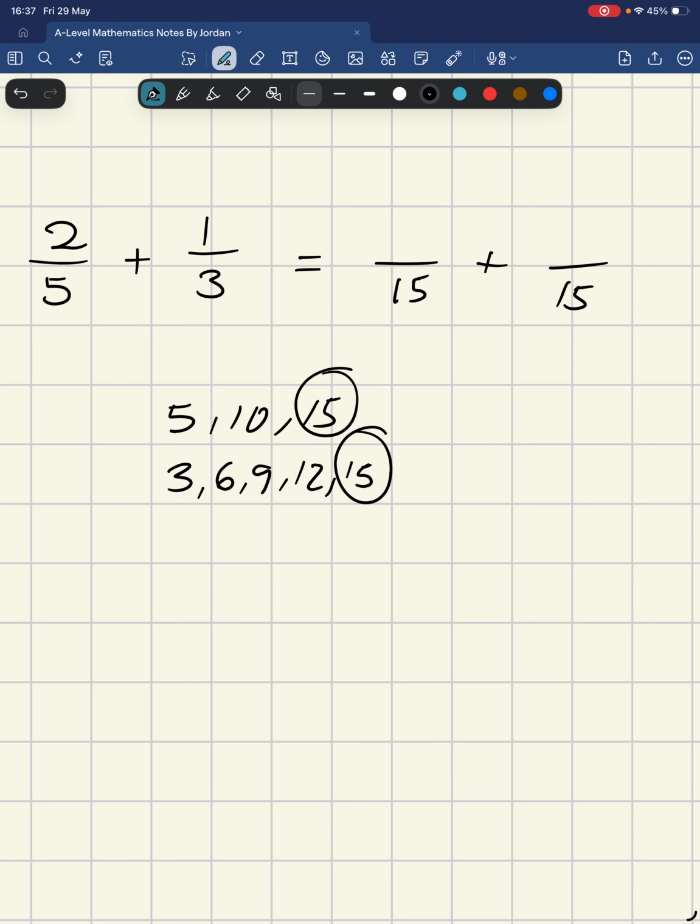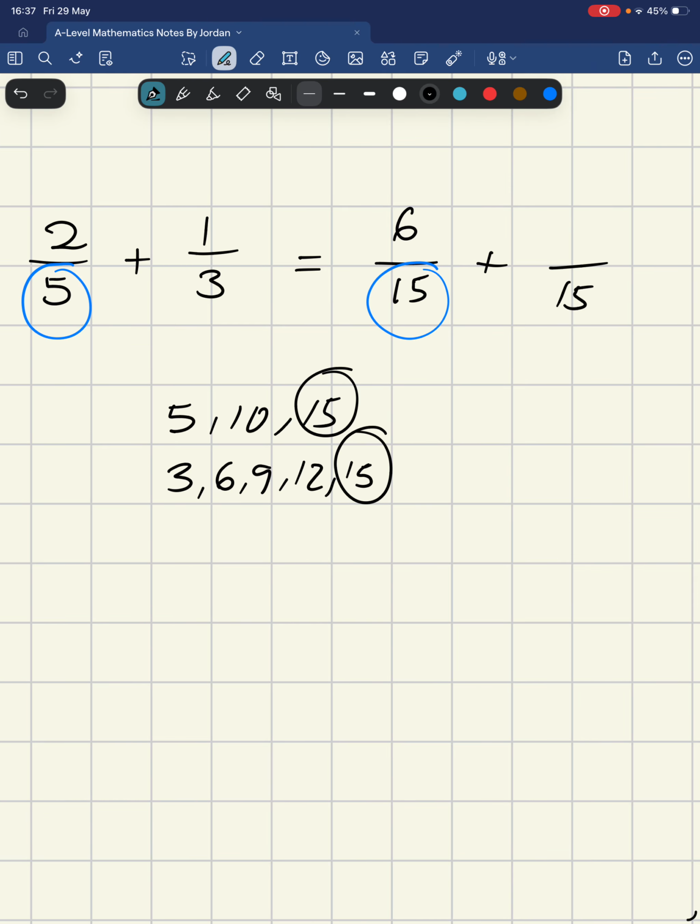But there is a problem. You can't just make them 15 like that. So the 5 that you had here, you've turned it into a 15. So you've actually multiplied 5 by 3 to get to 15. So you must multiply the top number, the numerator, by the same. So we need to do 2 times 3, which will give us 6, okay? So we have to change both numbers the same.